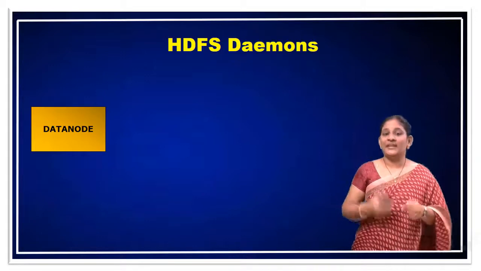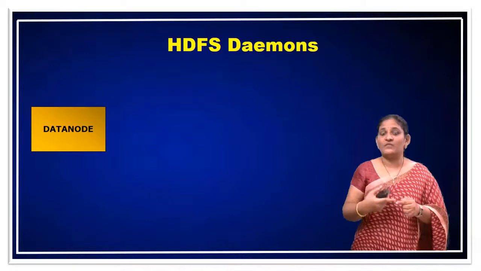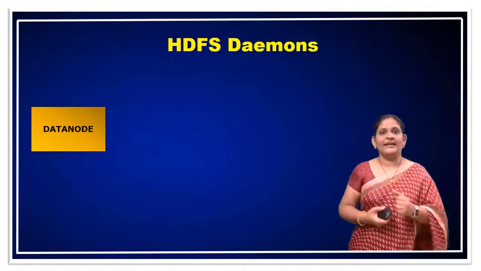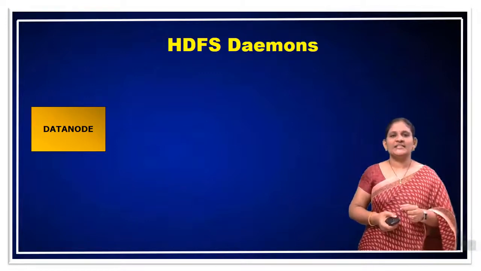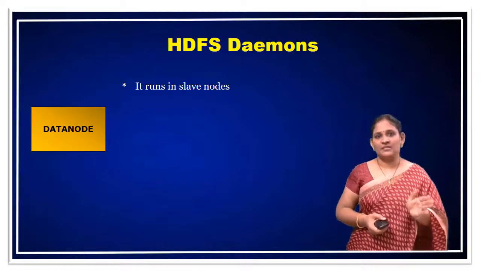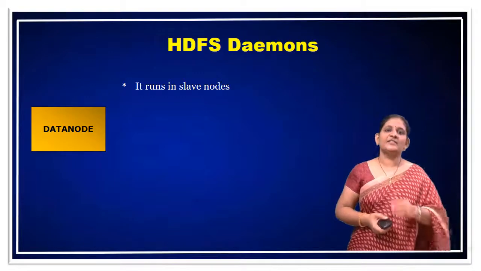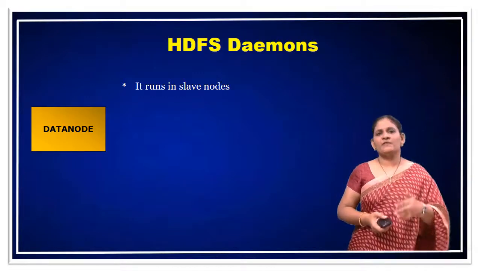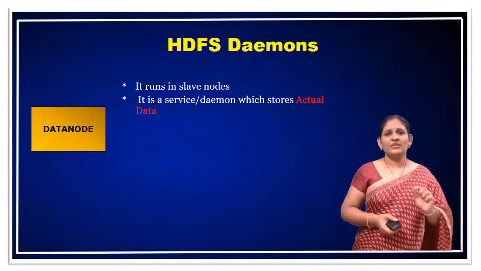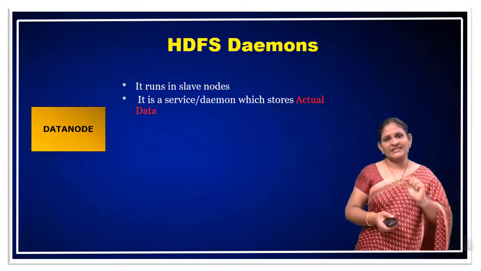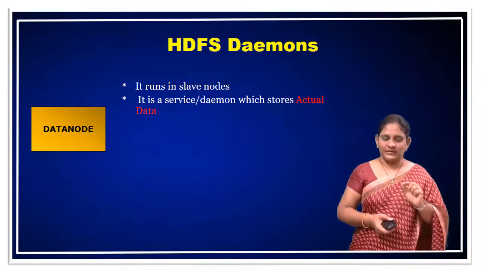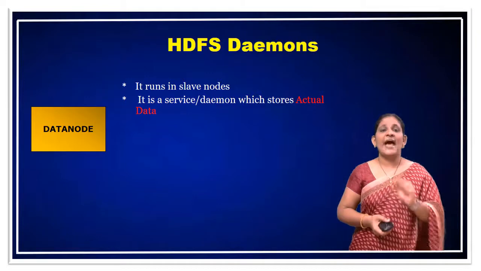The name itself says data node: the node which handles the actual data. This data node is a program. It runs in the slave machines. It won't run in the master machine. It runs in the slave machines, and we can make it run in n number of slave machines. And what will this data node do? This data node stores the actual data.